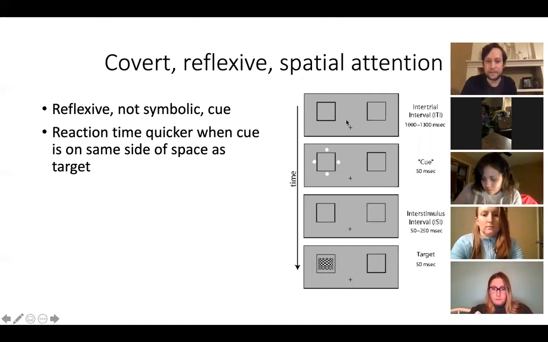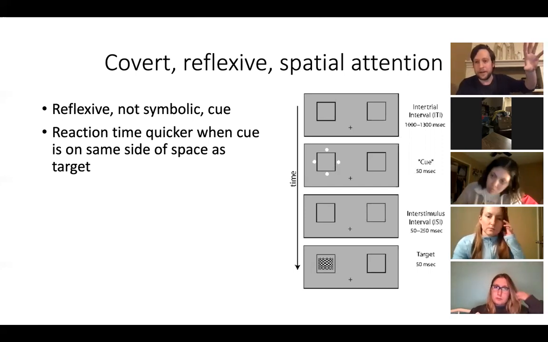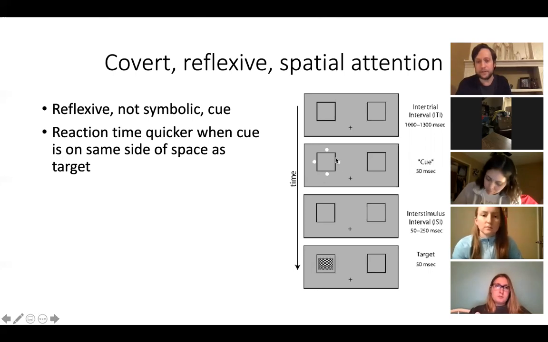So in these tasks, you're always looking at this thing right here, the fixation point. But then the cue in this exact study is like a flash of lights, these 4 white circles that appear in your peripheral vision. Those 4 white circles are surrounding either this box right here, or this box right here. So once again, the cue either occurs on the left side of the world, or it occurs on the right side of the world.